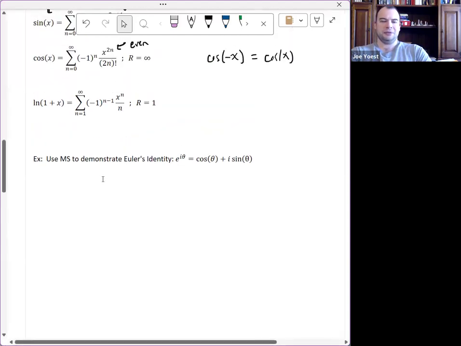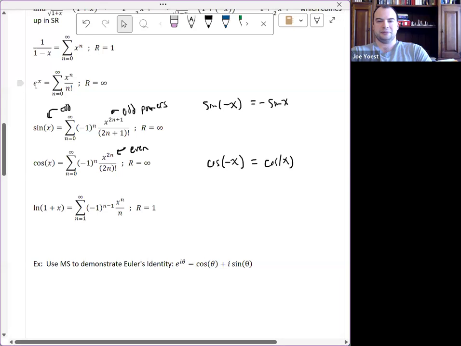But we're going to be playing a little bit fast and loose with a couple of things as we go through here. We're giving up a little bit of mathematical formalism, and that's why I say we're kind of demonstrating Euler's identity. We're not really giving a formal proof.